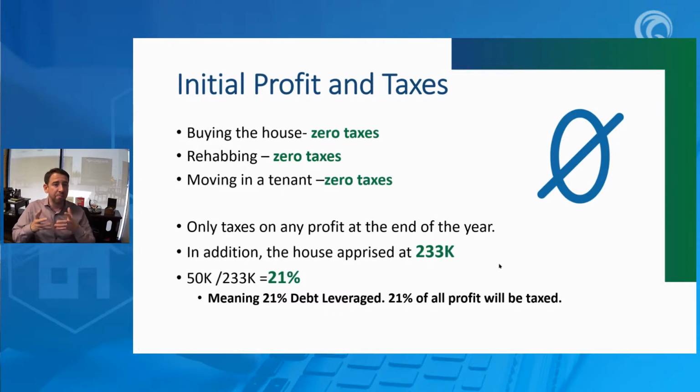So remember, he borrowed $50,000 from the bank. So what percentage of that is debt leverage? $50,000 divided by 233 comes out to 21%. So he's 21% debt leveraged of all the profit. So only 21% of all profit is taxable. Are we following along? I hope so.